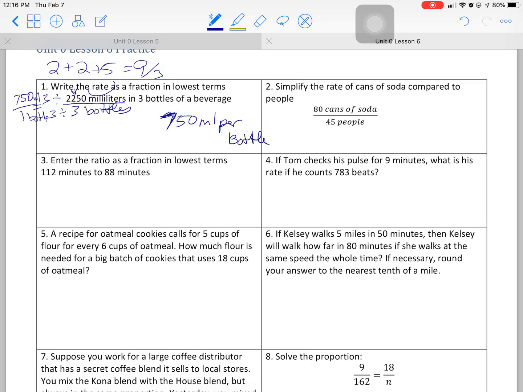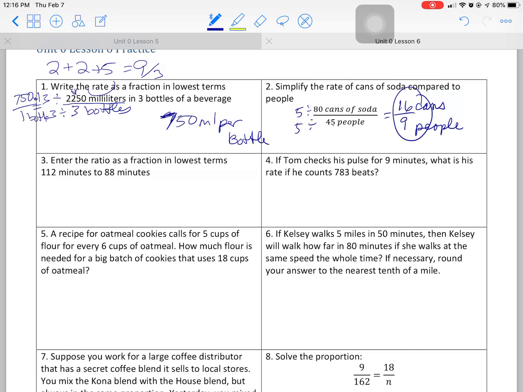Simplify the rates of cans of soda compared to people. Let's see. That ends in a 0. That one ends in a 0. So this is how I can do videos. I got so much other stuff going on. Sorry for the interruptions. 80 divided by 5 is 16. 45 divided by 5 is 9. Let's see. 16 is 4 and 4 and 2 and 2, and 9 is just 3s, so we're good. That's it. This would be 16 cans of soda per 9 people. So that's not a unit rate, but they didn't ask for one, so we're good. That is a rate. 16 cans per 9 people.